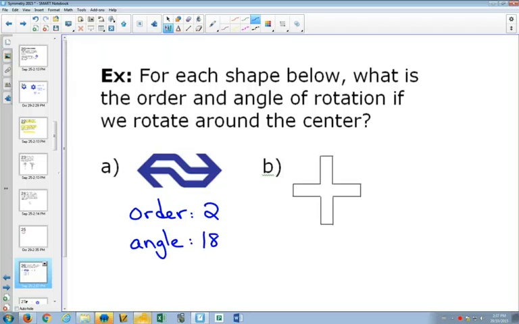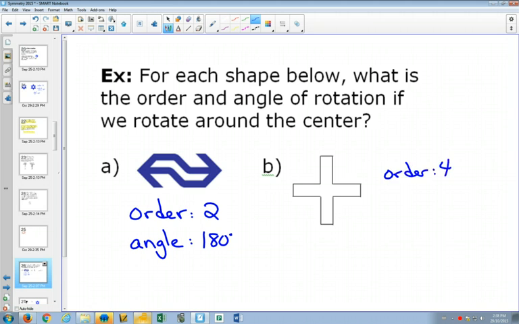And an angle of 180 degrees. That's what I got. What does order mean? The order is how many times you can turn it before it matches up. So if I turn it halfway, it matches up perfectly again, and then I turn it again and it's back to where it started. It matched up 2 times, at the very end and halfway through. This one, the order is 4.